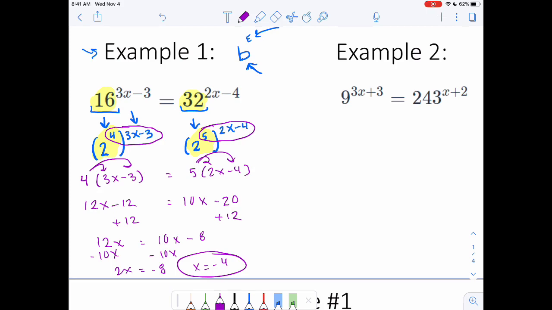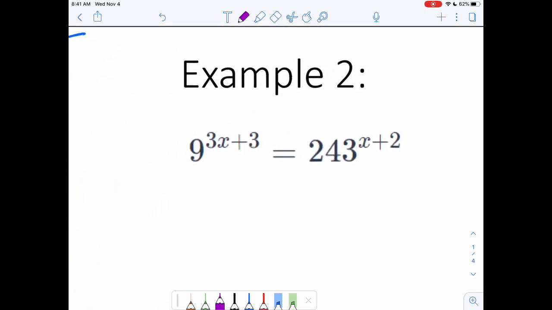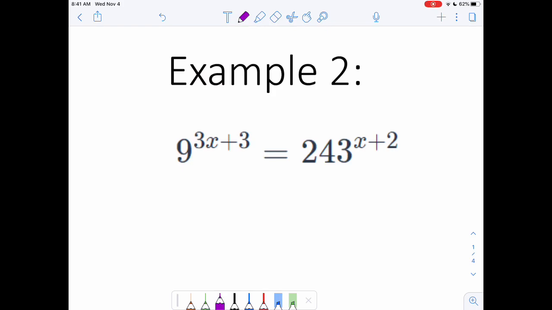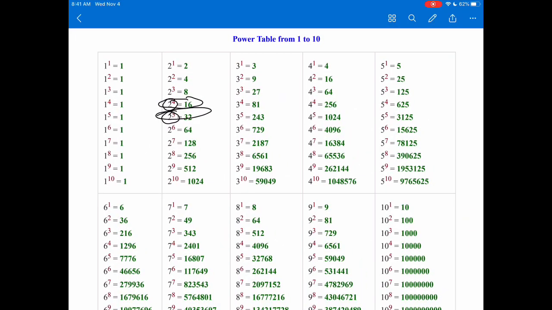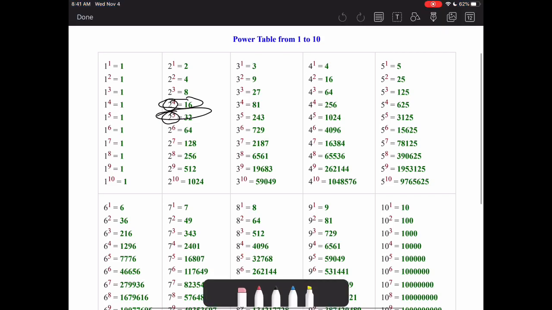This method even works for the complicated looking problems. Let's take a look at example 2. Again, all I'm trying to do is figure out how to write 9 and 243 with the same base. So let's go see what family they're a part of. All right, well, I see 9 and 243 are both a part of the 3 family.